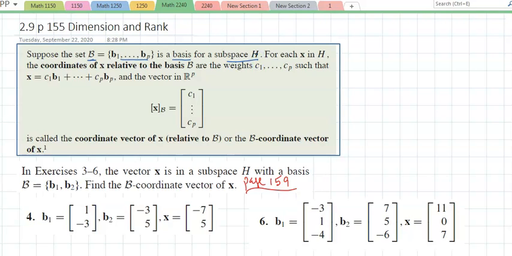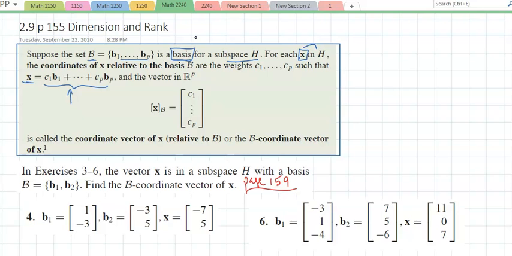That means those vectors are linearly independent. The only solution, if you take C1 times B1 plus C2 and so on, is C1 equals C2 equals C3 all the way to C sub P equals 0. For each vector x in H, this vector will be a linear combination of those if they form a basis.